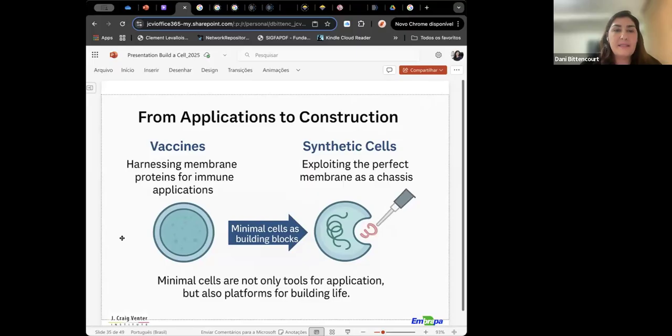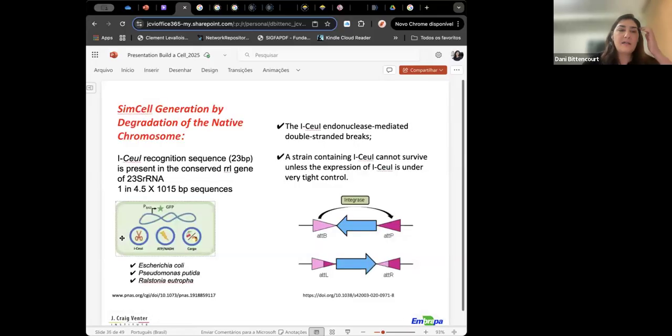As I said, the membrane is one of the most important parts for the synthetic cell to be built, and even for all the different functionalities in the cell. So why not take advantage of and exploit the perfect membrane that JCVI-syn3A has, and use this as a chassis to receive a completely new genome? So what we are exploring now is the use of the endonuclease ICU.